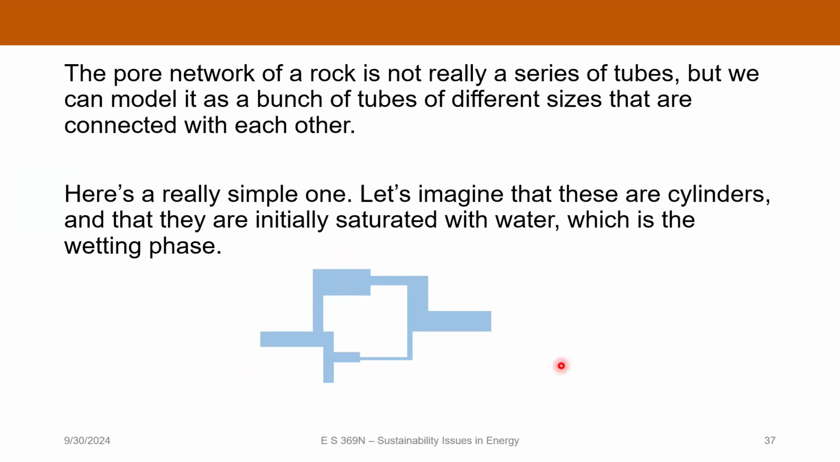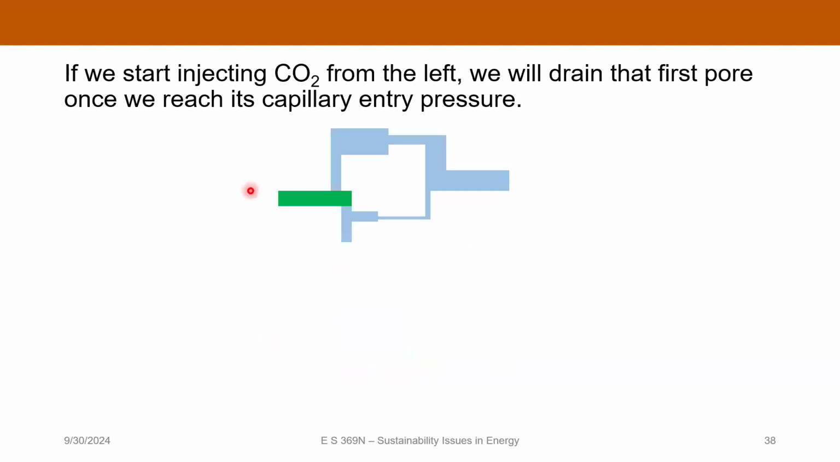So let's imagine doing our drainage and imbibition experiment with this pore network now. You can imagine these are all cylinders. You can see they've got different sizes and they are connected to the exterior at different places. So now let's imagine that this is initially saturated with water, with brine. And I'm going to start injecting CO2 from the left. So I will start draining water out of this pore when I can form the CO2 water interface in it. So I have to overcome that capillary entry barrier in this pore, okay?